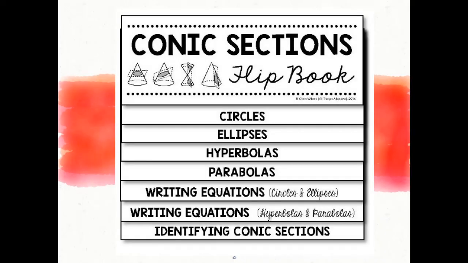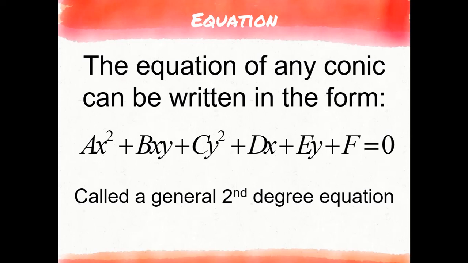Now, ultimately, you're going to be using the final tab, the identifying conic sections foldable. So open that up for me. And here's some general information. This does not go in your foldable. So the equation of any conic that we've made can be written in the following form: Ax squared plus Bxy plus Cy squared. This is called a general second degree equation.